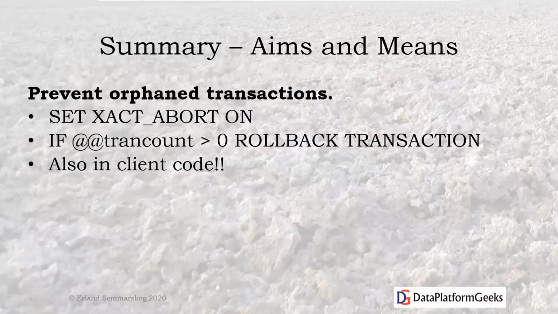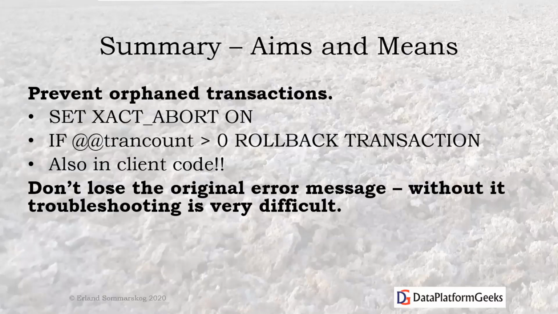Set XACT_ABORT ON. If @@trancount is greater than 0, do it also in the client code. And also this: don't lose the original error message. Without it, troubleshooting is very difficult. Believe me, I've been through this more than once in my career, just getting a message, what is this? And digging, and eventually finding the original error message and thinking, oh yeah, of course, it was obvious. And we saw some examples of this. We had the THROW where we did not replace the percentage characters, or the semicolon before THROW, or we re-raised with a custom procedure and lost the reason why the backup failed.